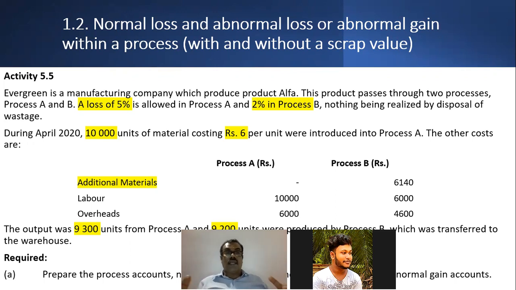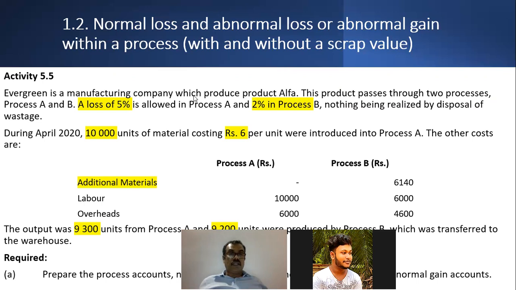So this is the understanding. When you read the question, you have to first understand this reality. The real value has to be taken from here. 10,000 into 6 is 60,000. So the material cost is 60,000, and the other costs should also be added on. We'll see.